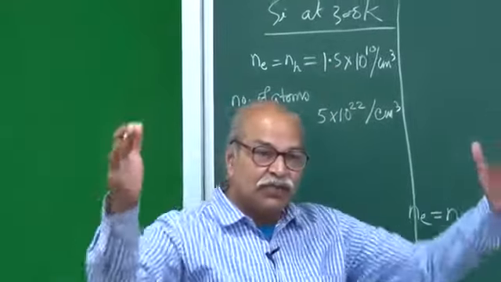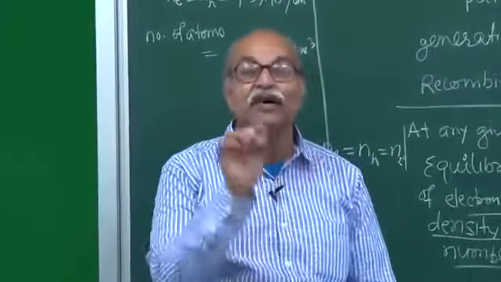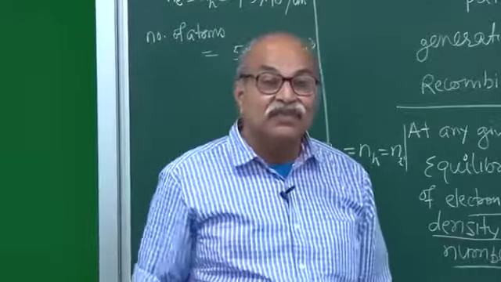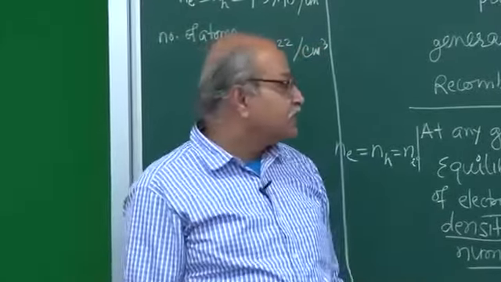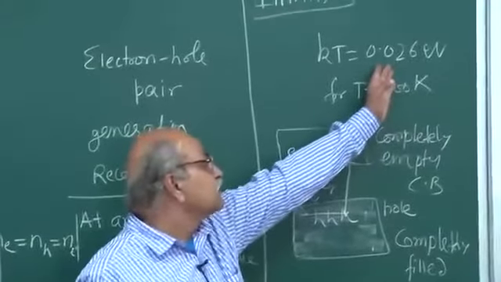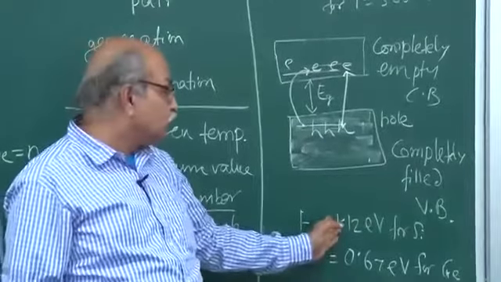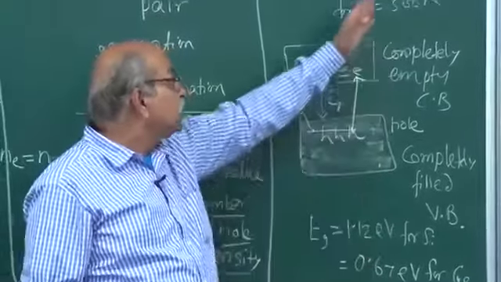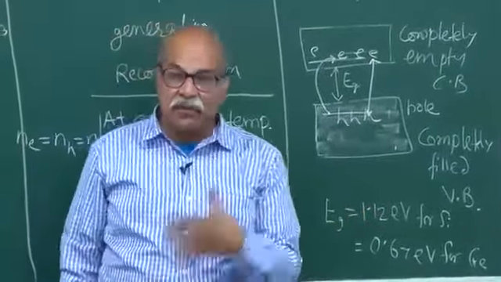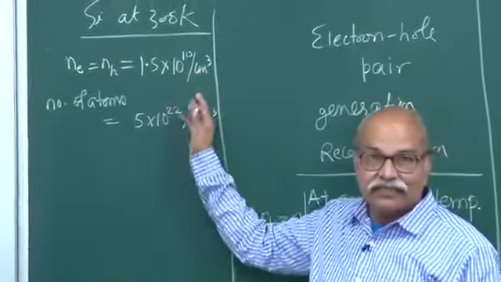So with those many atoms, with those many covalent bonds, on the average 1 bond is broken and that electron has gone to the conduction band. And that is reasonable because our kT is 26 milli electron volts and the gap is 1.12 electron volts. As compared to this it is quite large, and therefore the probability will be small, and hence the fraction is as you can see here.